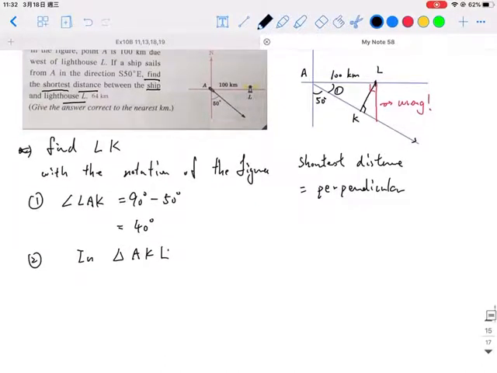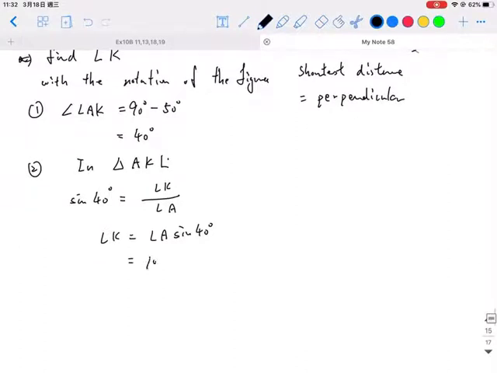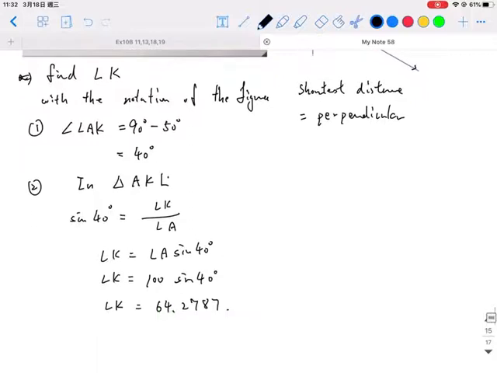So we need to find LK, so I can use sine theta. So sine 40 degrees is equal to LK over LA. So LK is equal to LA times sine 40 degrees, which is equal to 100 times sine 40 degrees. After calculation, LK is equal to 64 point something, and according to the question, you need to show it to the nearest kilometer, so it is 64 km. So we finished the first instant drill question.